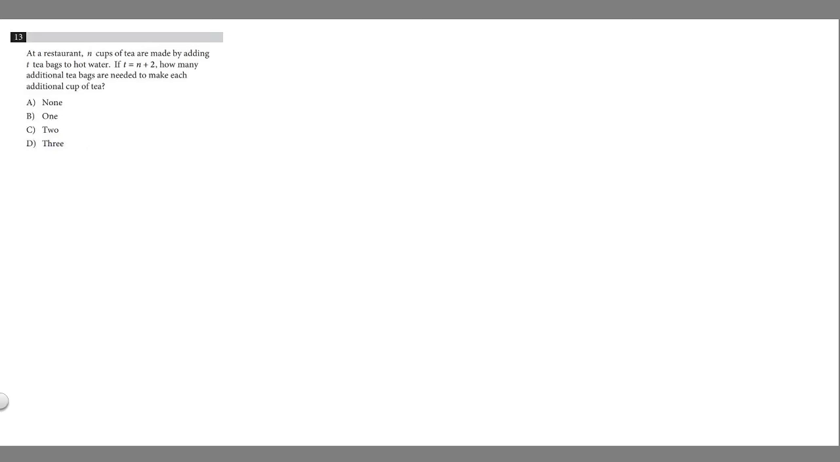So in this problem, we're told that at a restaurant, n cups of tea are made by adding tea bags to hot water. If t, the number of tea bags, is equal to n plus 2, how many additional tea bags are needed to make each additional cup of tea? And so we're given this equation, t equals n plus 2. And so t is going to be tea bags, n is going to be the cups of tea.